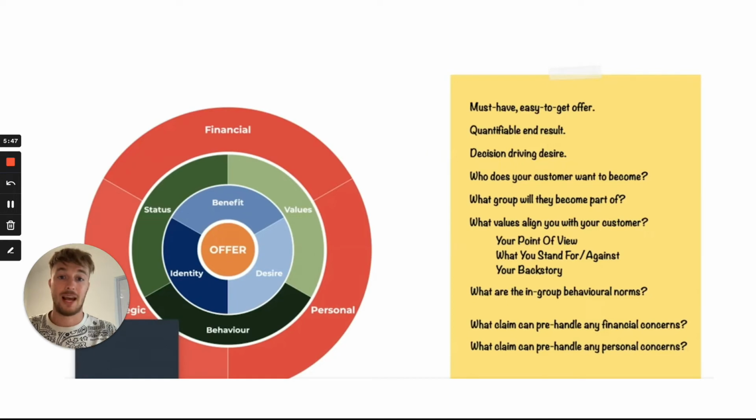Now, another thing you have to ask yourself: what group will they become part of? What kind of group will the audience become part of once they purchase the product? Another thing is, what values align you with your customer? Your point of view, your backstory, and what you stand for or stand against. All these things are really important, no matter what offer you are promoting with YouTube ads. Also understand the in-group behavioral norms and what claim can pre-handle any financial concerns. So all of these things are really important.